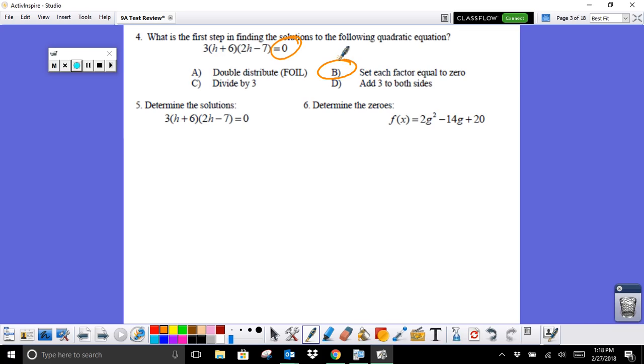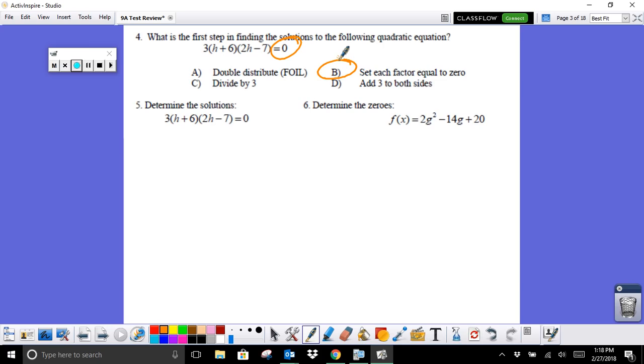So yes, if it was equal to some other number besides 0, you would have to FOIL. But because it's already equal to 0, you can just set those factors equal to 0 from the start. Which leads us into number 5, which is the same question, and it's asking me to find the solutions.